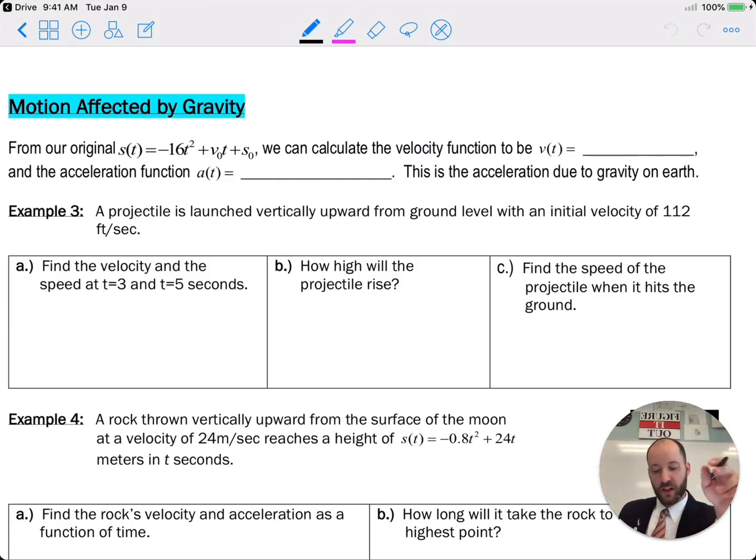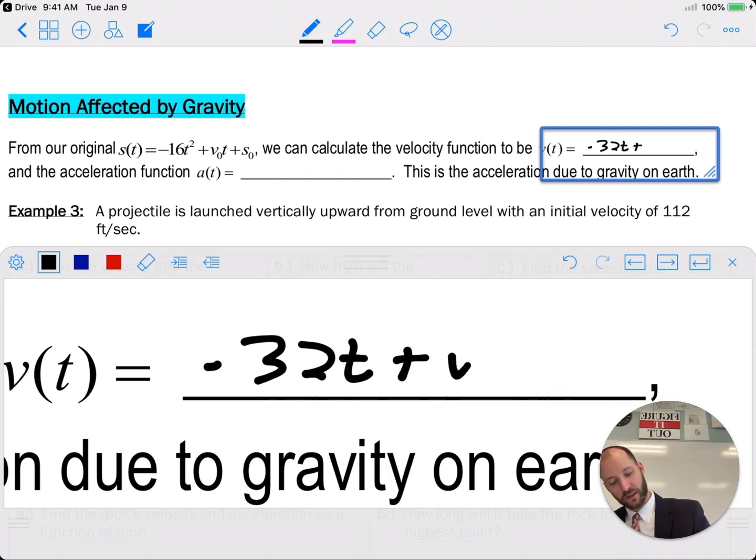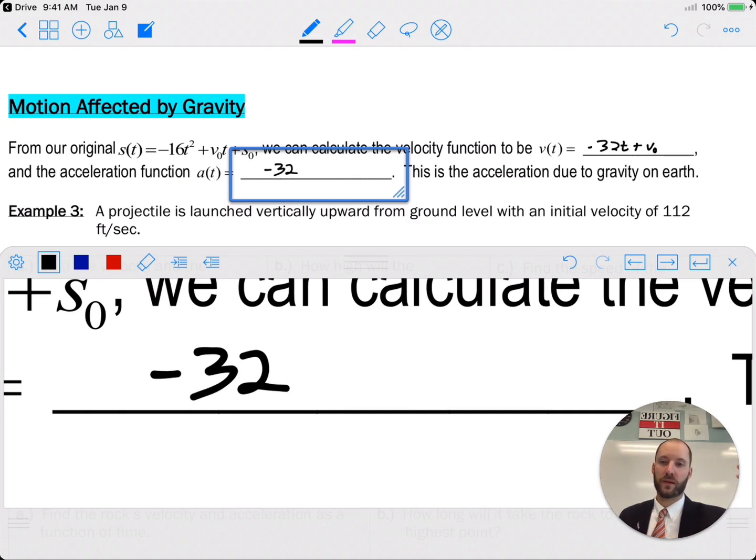So for our original s of t position, negative 16t squared plus v naught t plus s naught, that is position on Earth. I believe in feet per second. So let's get the velocity, negative 32t plus v naught, and our acceleration due to gravity, feet per second squared, negative 32.